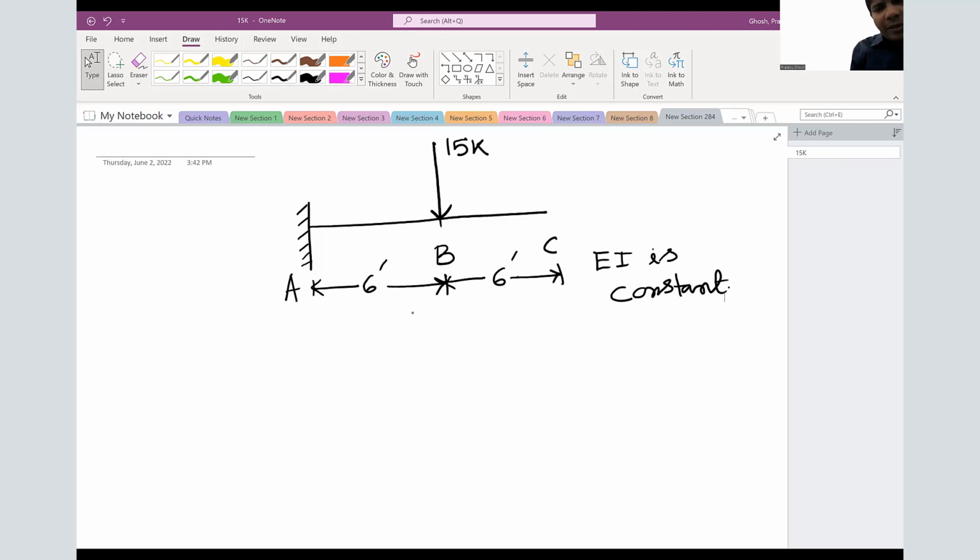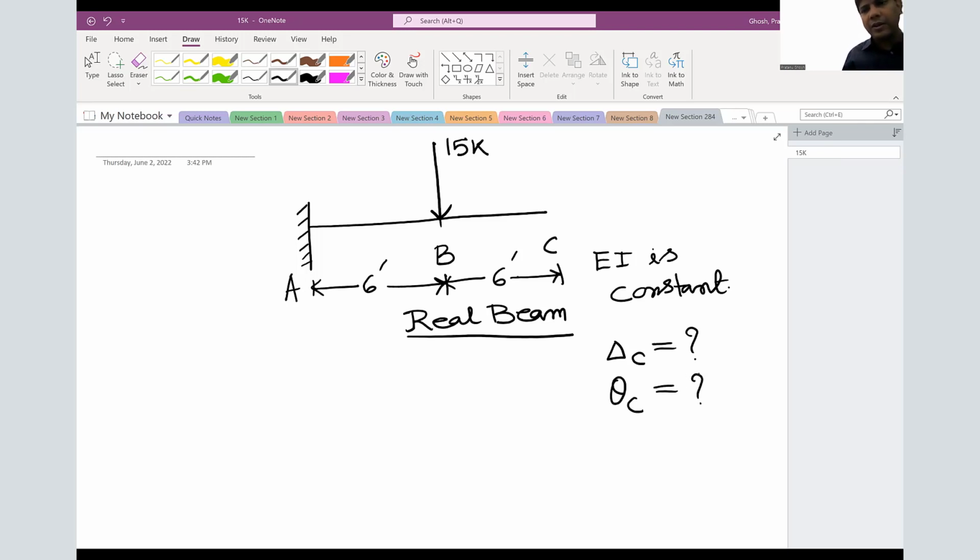So this is your real beam. First step, we need to convert from real beam to conjugate beam. And you have been told to find out delta C, the vertical deflection, and theta C. These are the two parts we need to do.